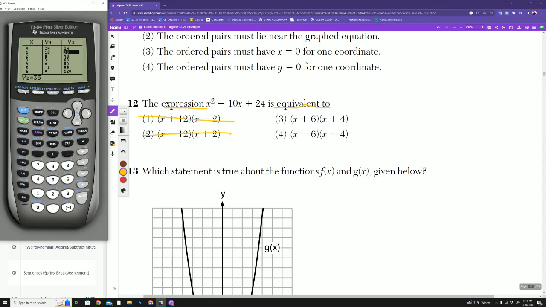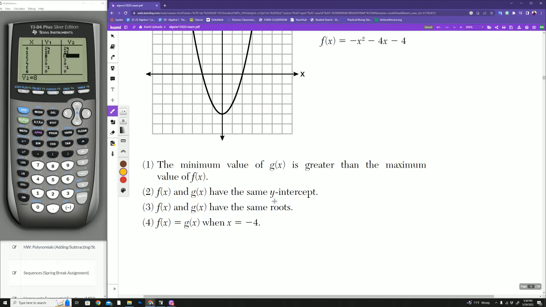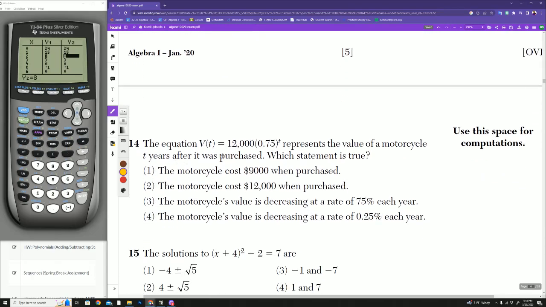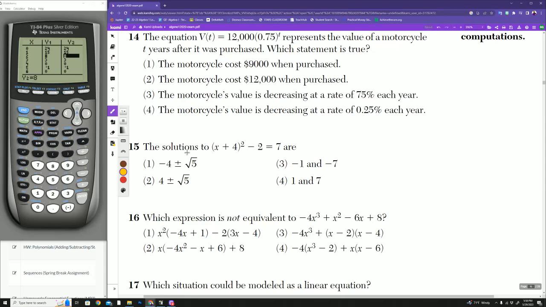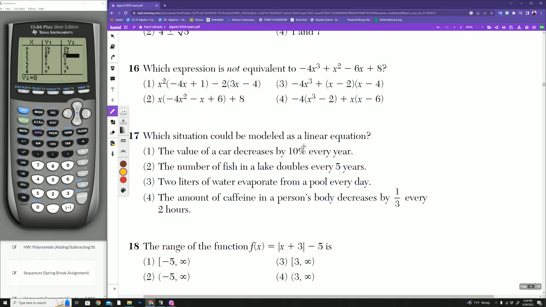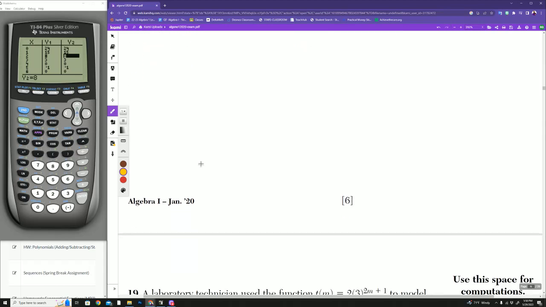Let's go back to y equals, and let's try the last one, which should be the answer, but we'll just check to make sure. X minus 6, close parentheses, open parentheses, x minus 4. And let's check the table. Second table. 24, 24, 15, 15, 8, 8. These are correct solutions. Let's see if we can find any more that says equivalent expression. No. Or simplified expression. No. No.